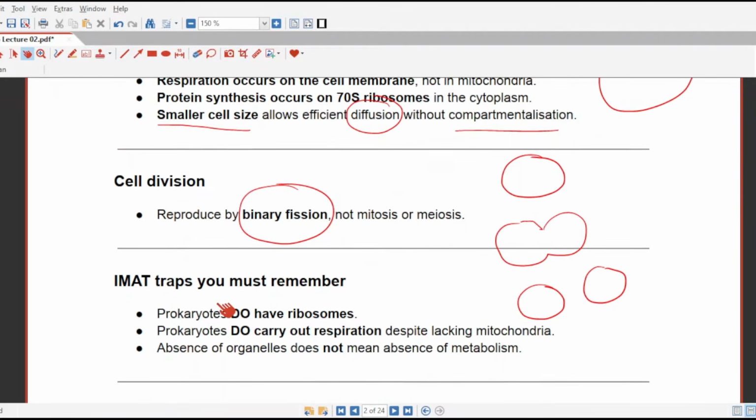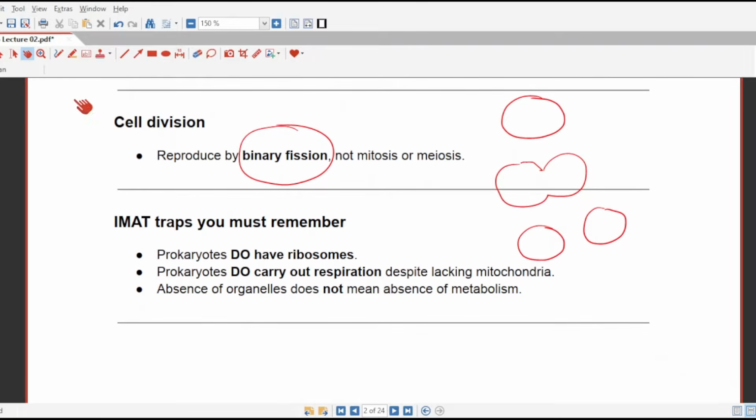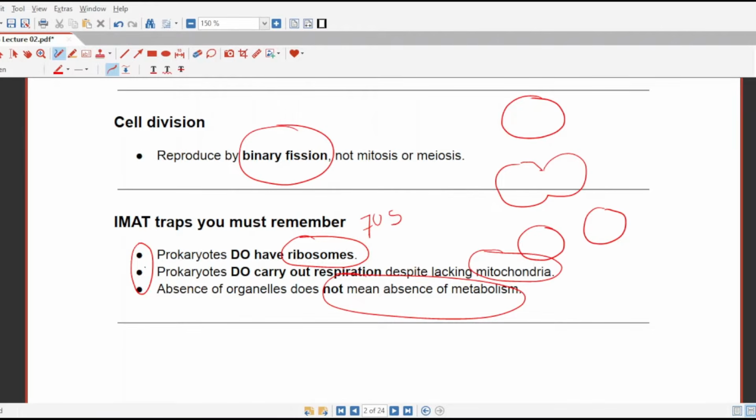What are the IMAT traps that you shouldn't forget? We have already mentioned that prokaryotes must have ribosomes, but the ribosomes would be 70S. Prokaryotes do carry out respiration despite lacking mitochondria. Where does the respiration take place? Cell membrane. And absence of organelle doesn't mean absence of metabolism. This is very important. Why these 3 statements are important? Because they will be tested on true-false type questions.